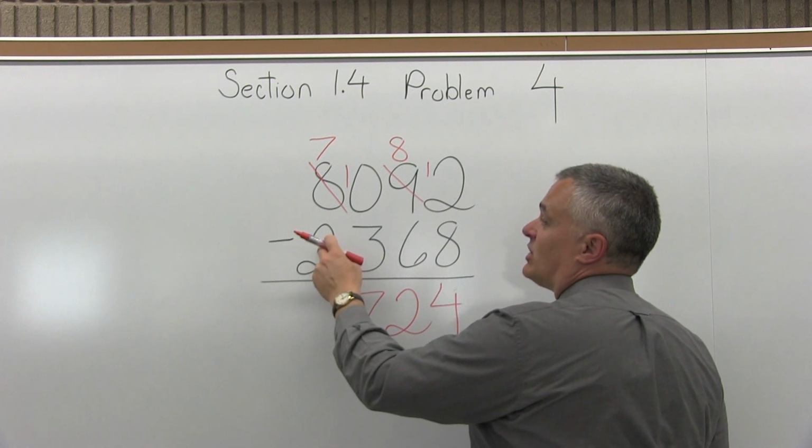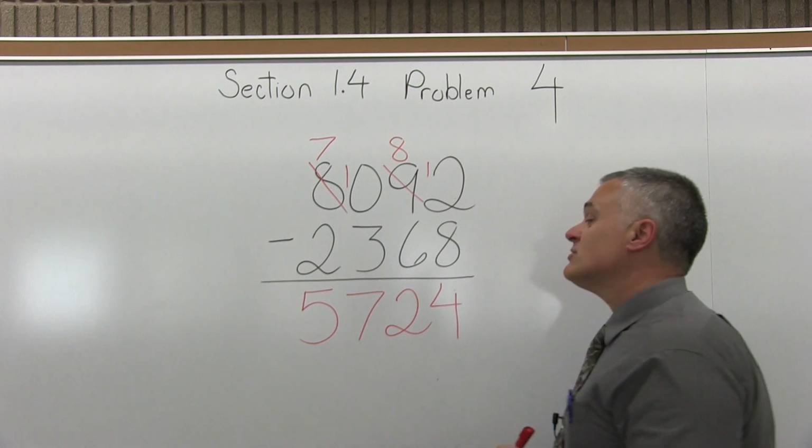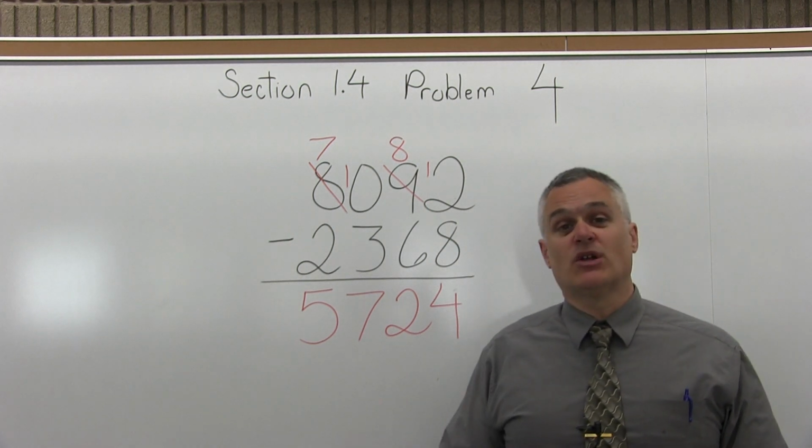And finally, in the last column to the left, I have 7 minus 2, which is 5. So the answer is 5,724.